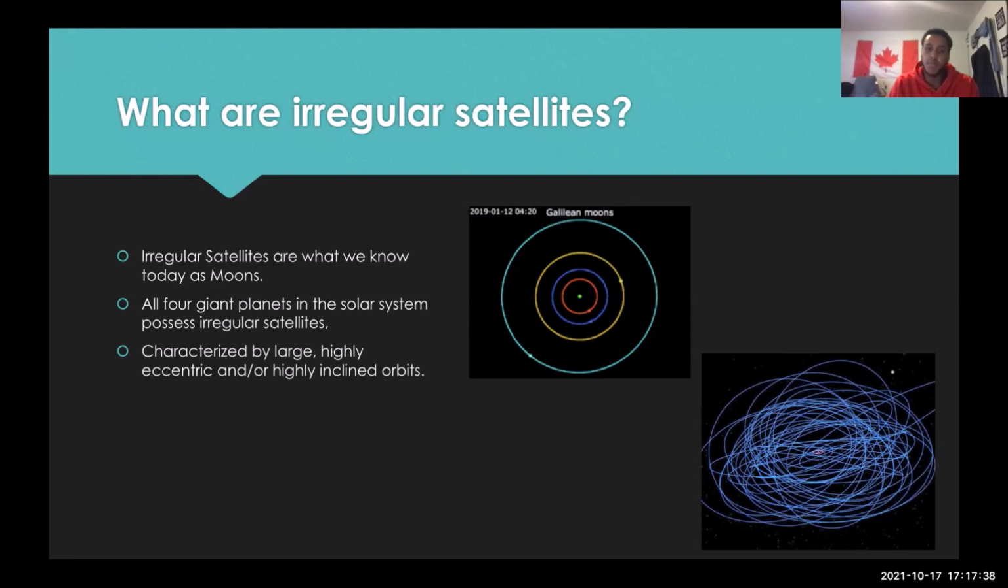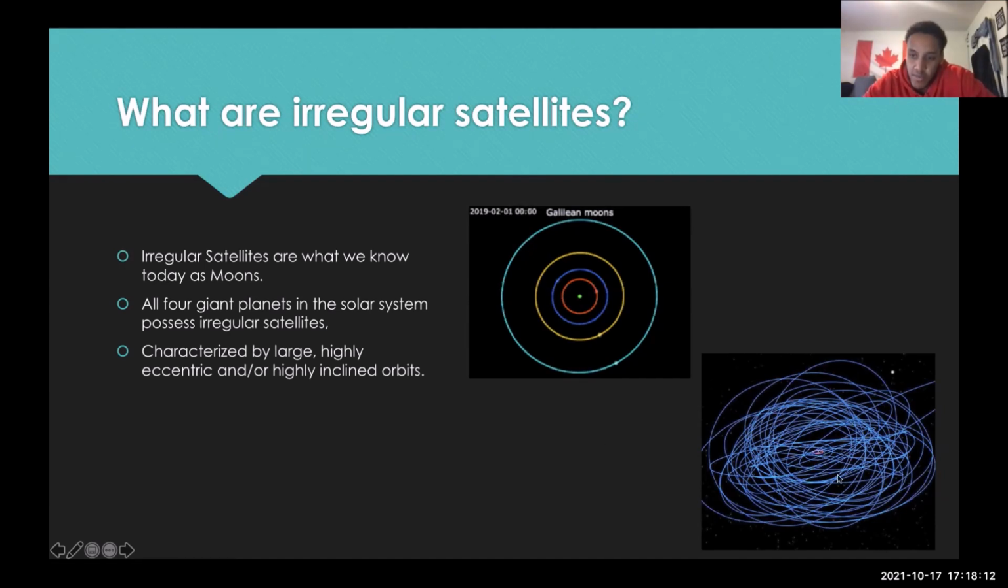So all of our four giant planets in our solar system possess these irregular satellites, but there is one difference between what a regular satellite is and what an irregular satellite is. This picture right here is what regular satellites do. They're fixed circular orbits that are joined with the host planet. So they're usually fixed, while irregular satellites are just small bodies or asteroids that are floating around or are captured by the sphere of gravitational influence of these host planets.